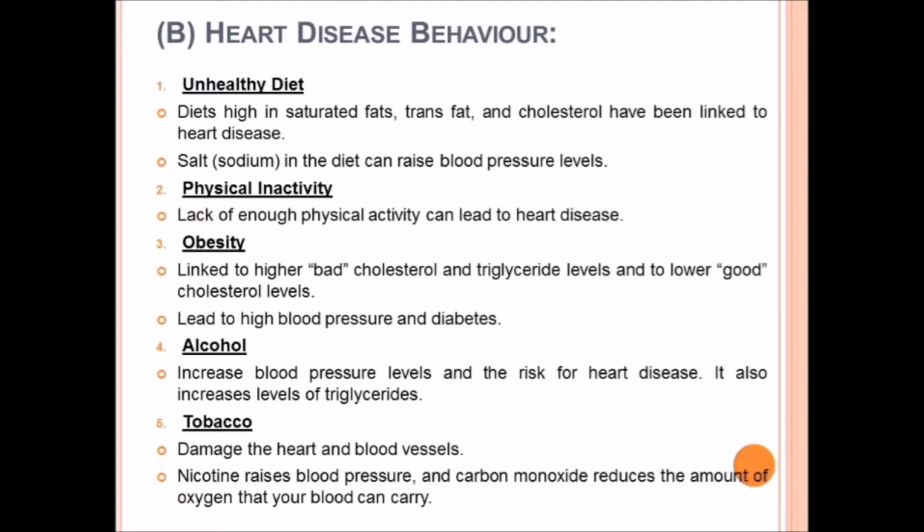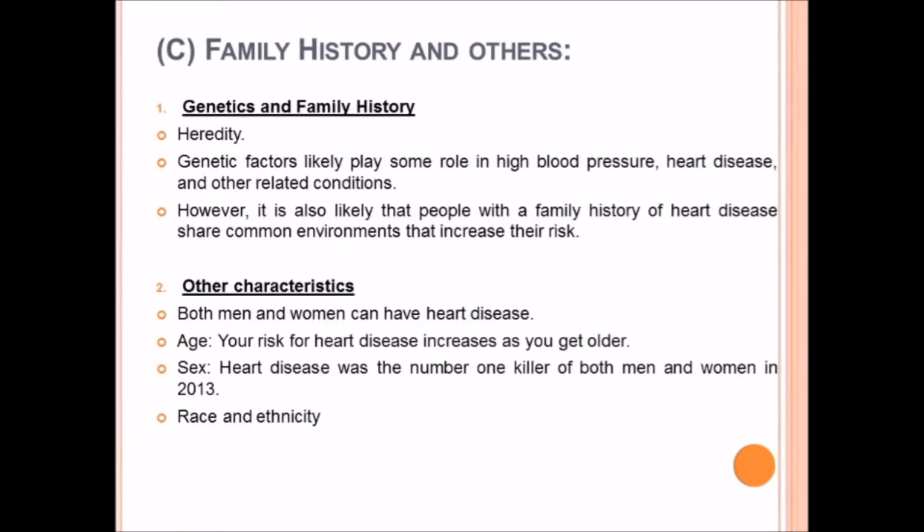Family members share genes, behaviors, lifestyles, and environments that can influence their health and their risk for disease. Heart disease can run in a family, and your risk for heart disease can increase based on your age, and your race, or ethnicity. When members of a family pass traits from one generation to another through genes, that process is called heredity. Genetic factors likely play some role in high blood pressure, heart disease, and other related conditions. However, it is also likely that people with a family history of heart disease share common environments and other potential factors that increase their risk.